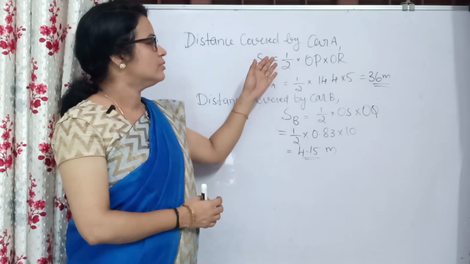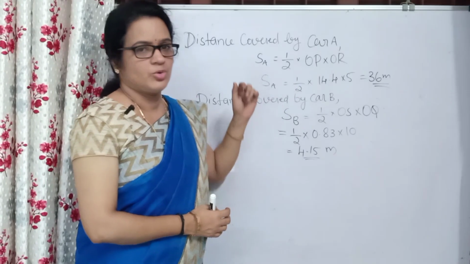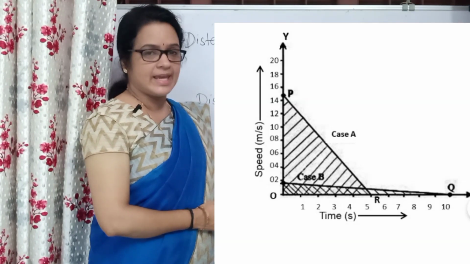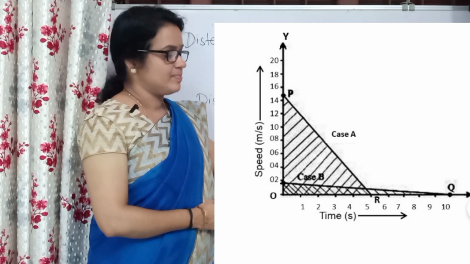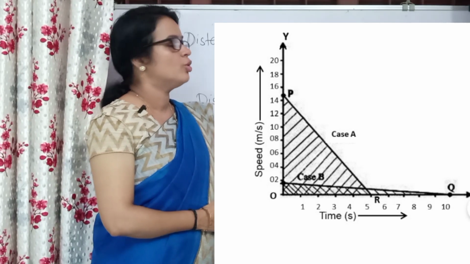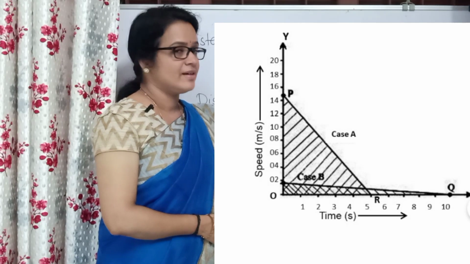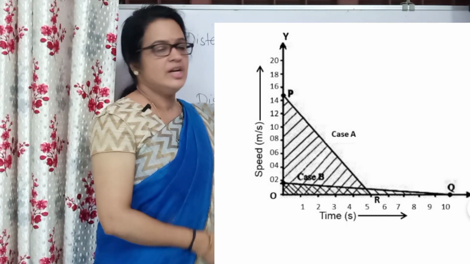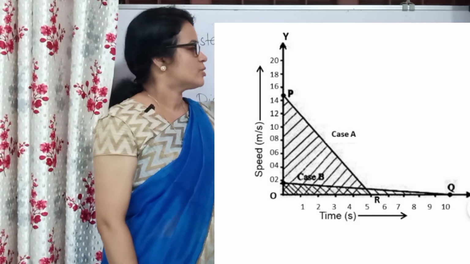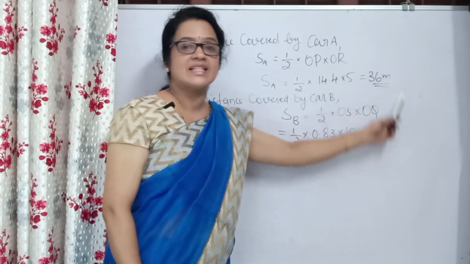Okay, so here we have the first graph. That means for car A, we have a triangle. So how can we find the area? Yes, that is half BH, right? So here SA, that is the distance of car A, will be equal to half into BH, that is half into OP into OR. So we can substitute the values. OP is here how much? Yes, 14.4. Right. Then OR is 5. Okay. So that will be equal to half into 14.4 into 5. That is equal to 36 meter.